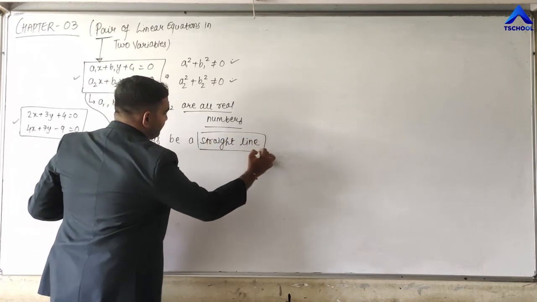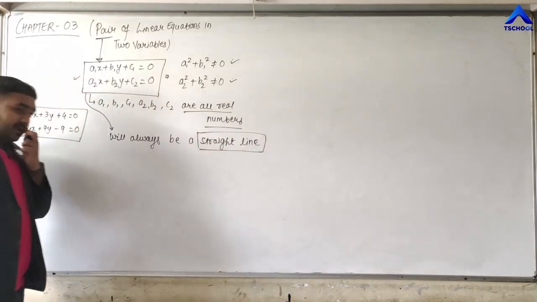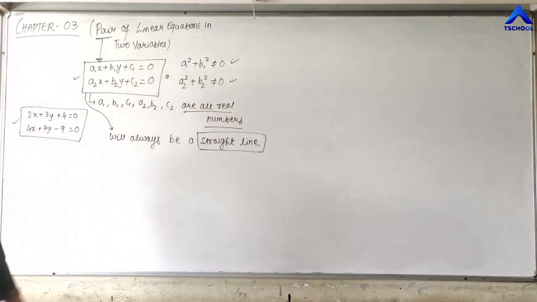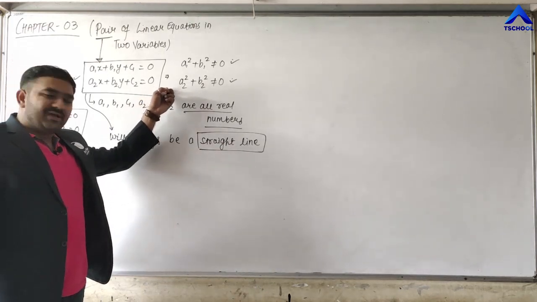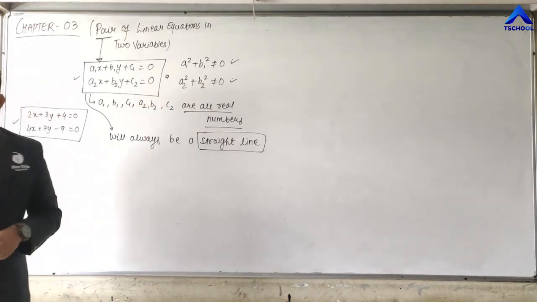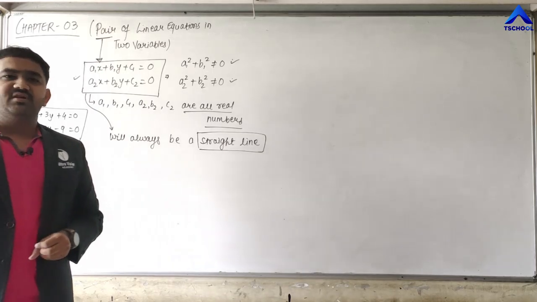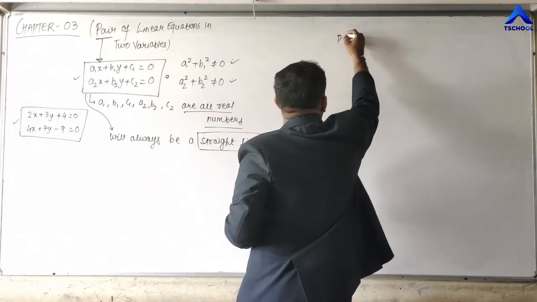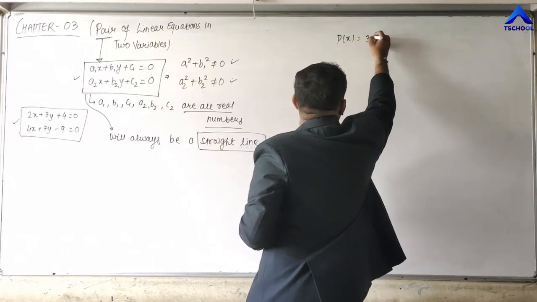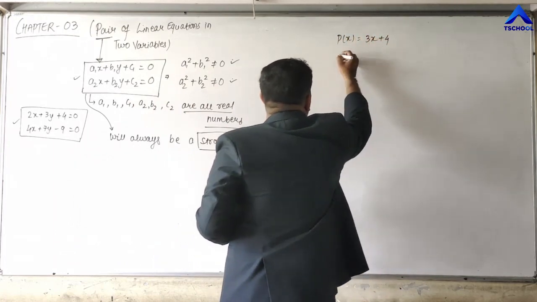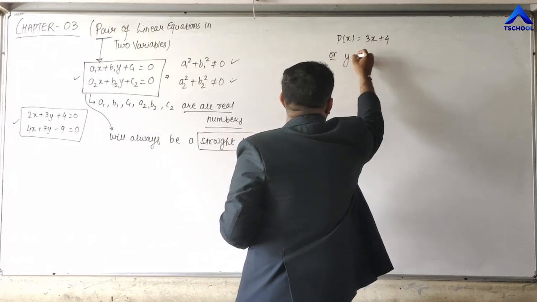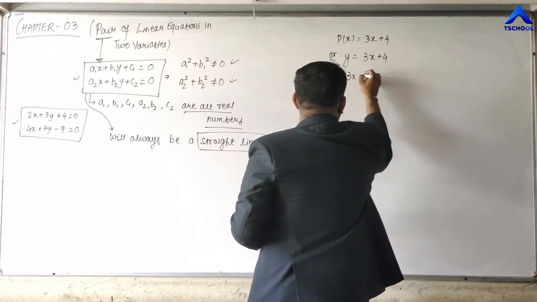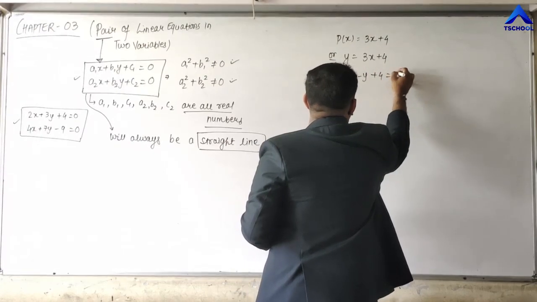What does this linear equation in two variables define? That will define graphically a straight line. Is it clear? So a pair of linear equations, or a linear equation in two variables, also defines a straight line. We discussed in the previous chapter that if we are writing a polynomial like p of x is equal to 3x plus 4, or we can also write it like y is equal to 3x plus 4. Therefore we can write it like 3x minus y plus 4 equals 0.